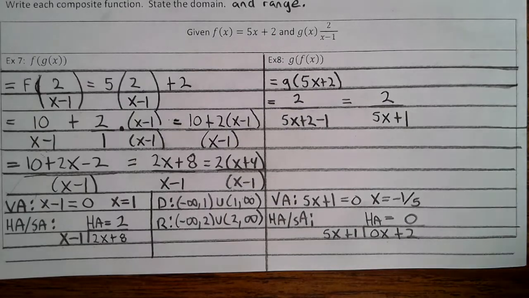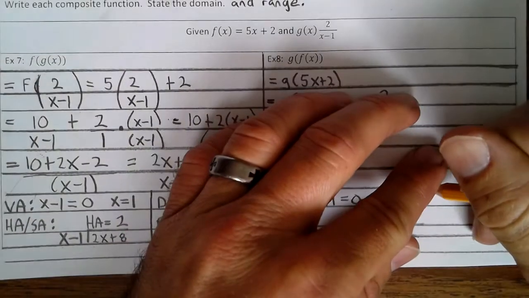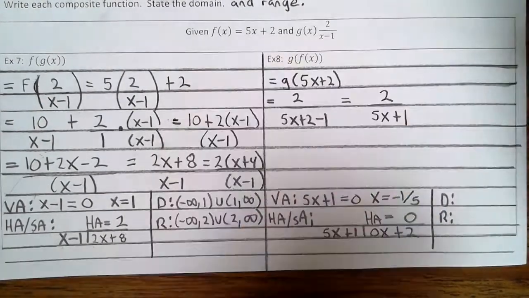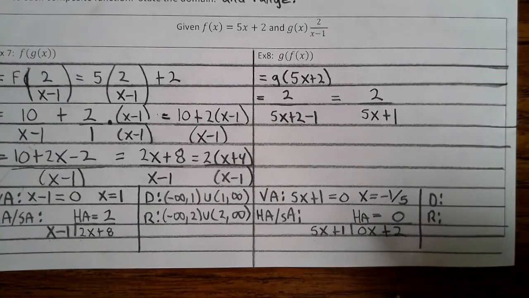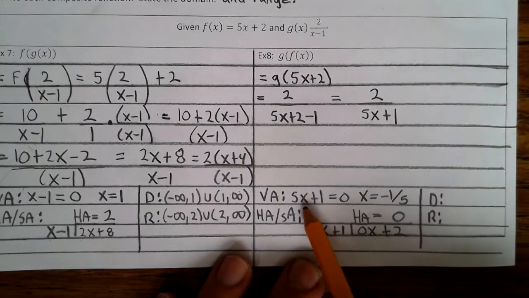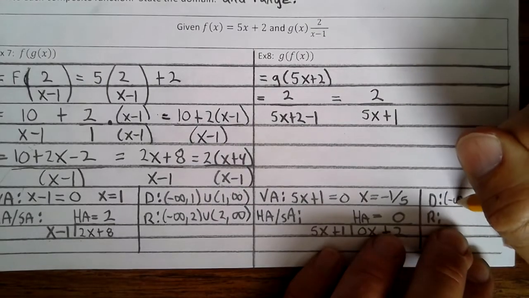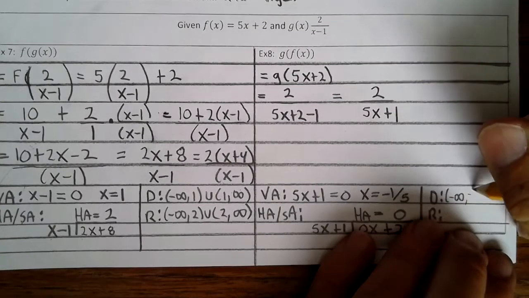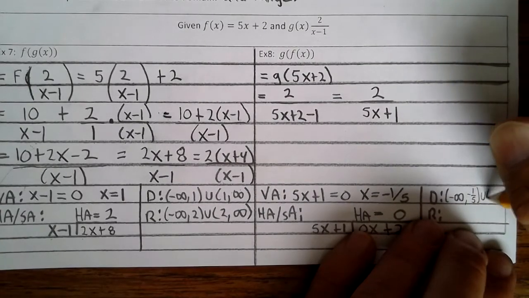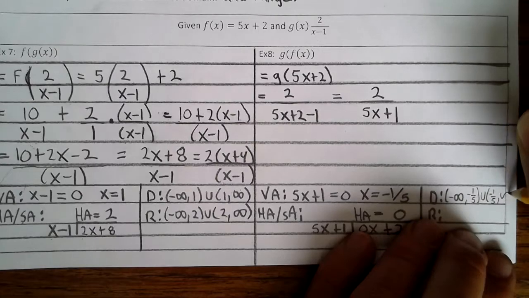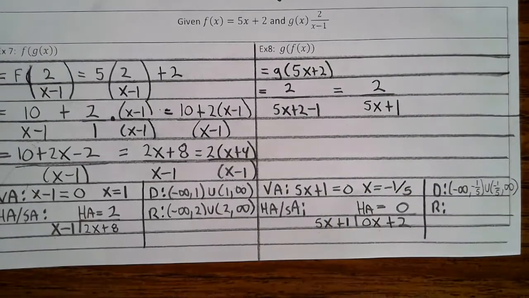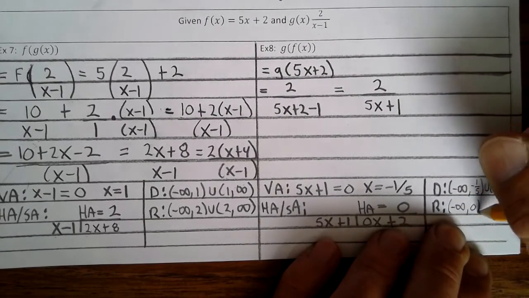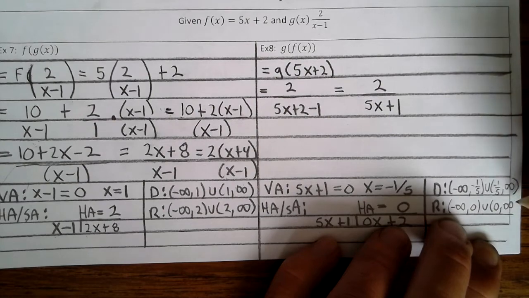All right, so now we have that, we can do domain and range. So domain is with the vertical asymptote. So that's from negative infinity to negative 1/5, or from negative 1/5 to infinity. And then the range is from negative infinity to 0 or 0 to infinity.